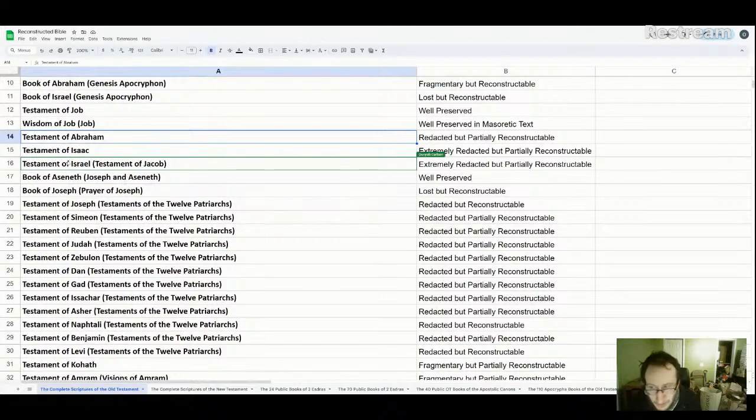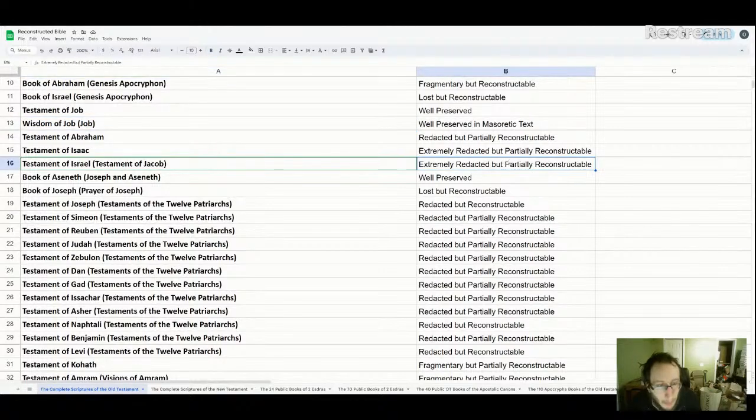So now we have three documents called the Testament of Abraham, the Testament of Isaac, and the Testament of Jacob. And those testaments are what I would say some of the less reliable books of Scripture. I find them to be very iffy. But there are portions of it that seem authentic, which suggests to me that they probably are authentic in the original form in some way, but have been radically corrupted by Christian scribes over time. So I have for Testament of Isaac and Testament of Israel or Testament of Jacob, extremely redacted, but partially reconstructable.